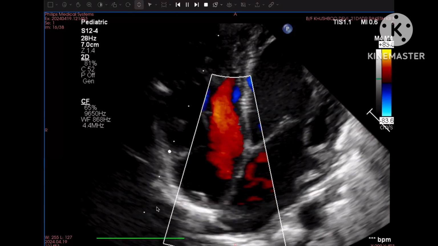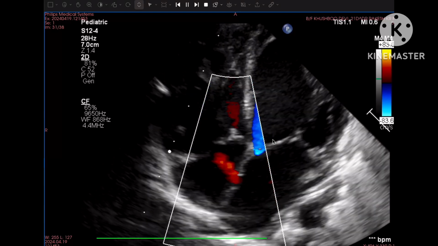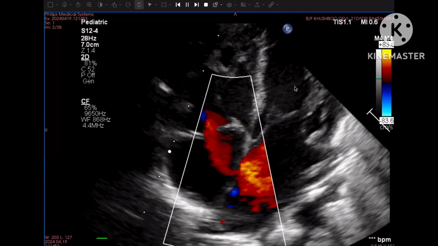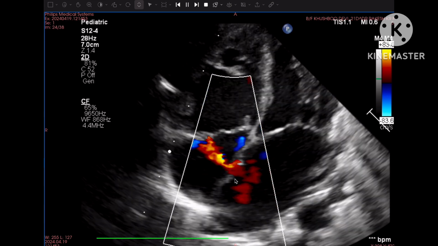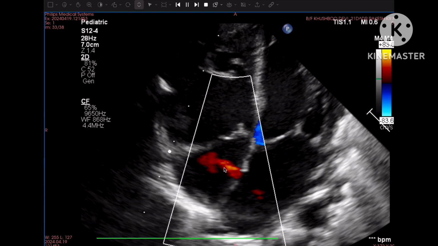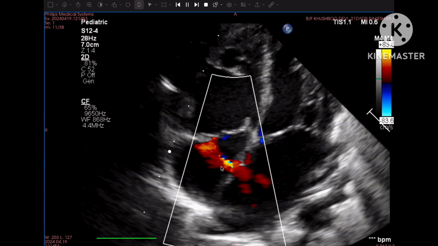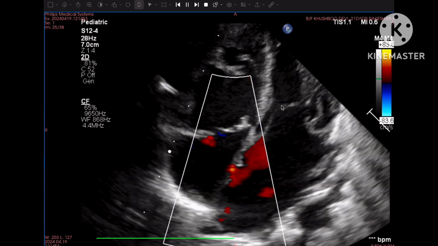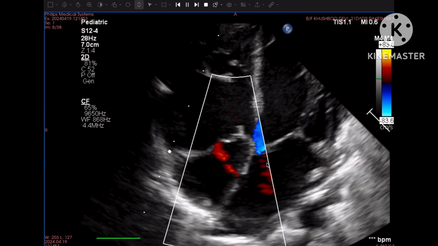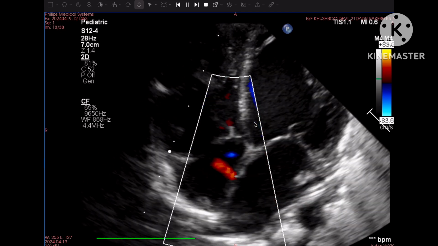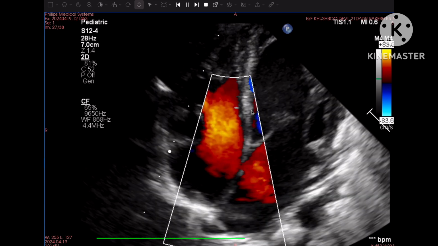Retransposition of great arteries. Now you see the chamber-wise, this is left atrium, left ventricle, right atrium, right ventricle. You can see patent foramen ovale here, flow from left atrium into right atrium. Here you see this is left ventricle and right ventricle, size-wise left atrium, left ventricle and right atrium, right ventricle almost similar size.